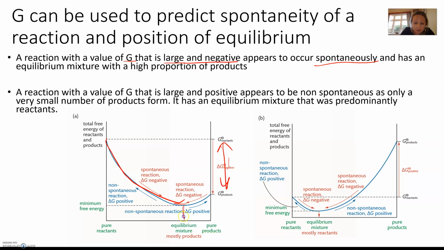This is when you have a higher proportion of products in your equilibrium mixture than reactants. And you can see that because here's your equilibrium at this point where free energy is a minimum. And if this scale down the bottom is products versus reactants, you've got more products than you do reactants because it's closer towards the product line.